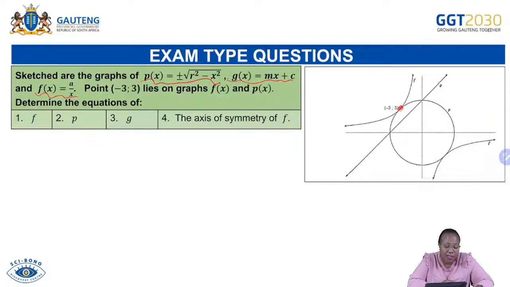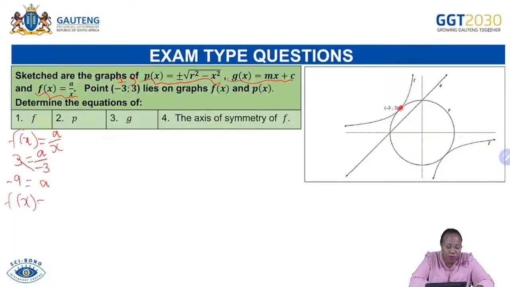And then number 1, determine the equation of f. f is the hyperbola one. So that is f at x, this point will serve as our x and y. So we take f at x equal to a over x. f at x is 3, and we are looking for a, x is minus 3. Cross multiply, that will be minus 9. So the equation of f at x, therefore, is equal to minus 9 over x. Done.